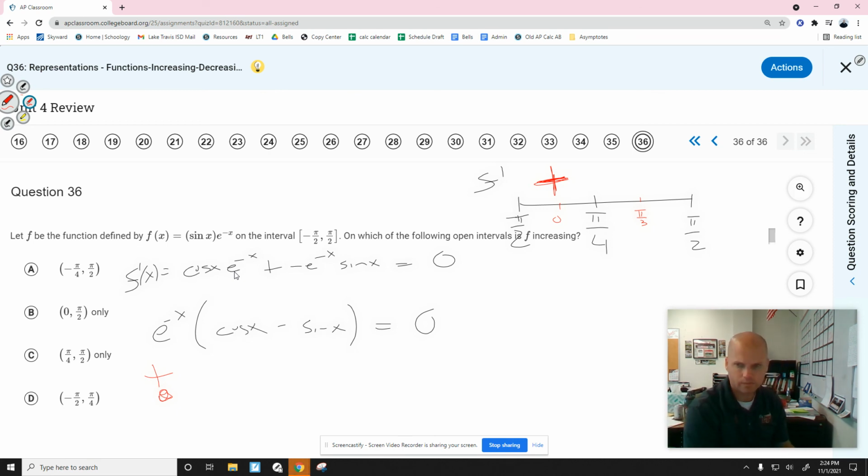I hope I said that earlier. So if you plug in pi over 2, e to the negative x is positive, cosine is 0, sine is positive 1, but that makes it a negative. So that just confirms things. You don't have to do anything really crazy. When is f increasing? From negative pi over 2 to pi over 4. There you go.